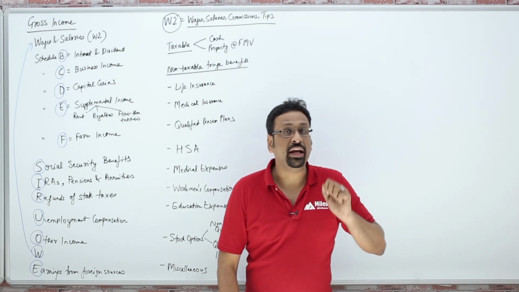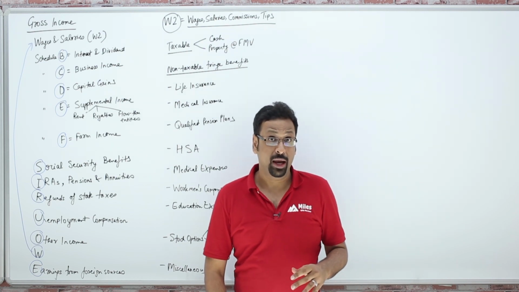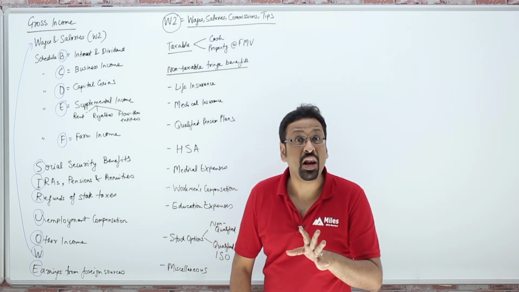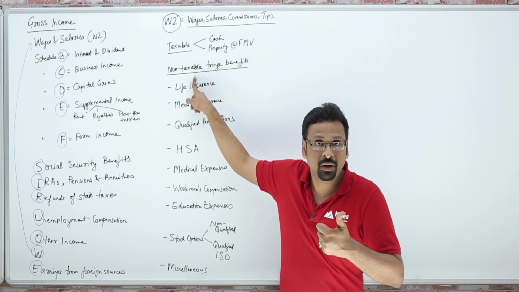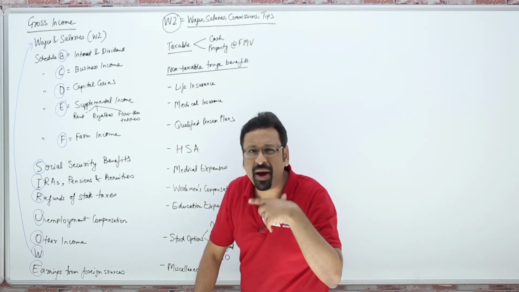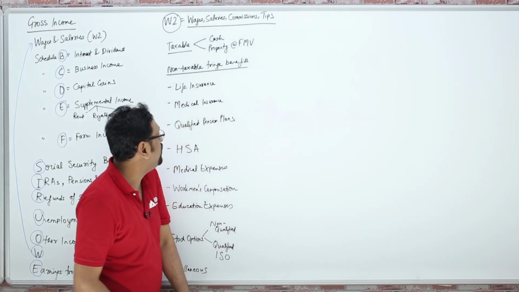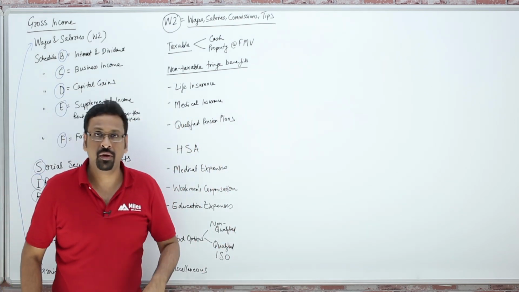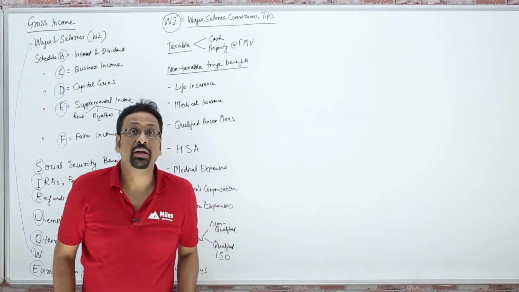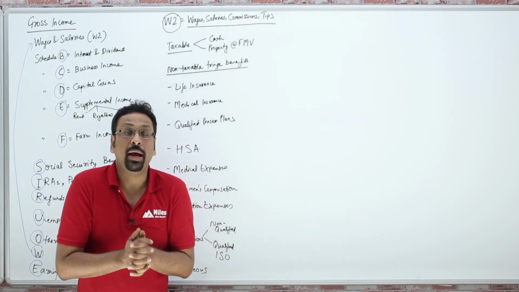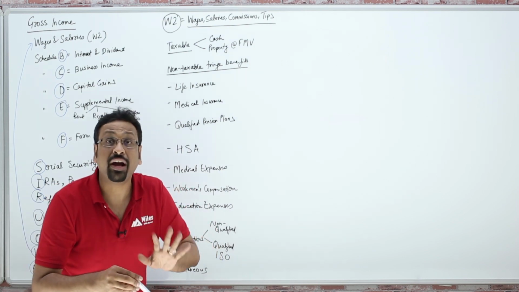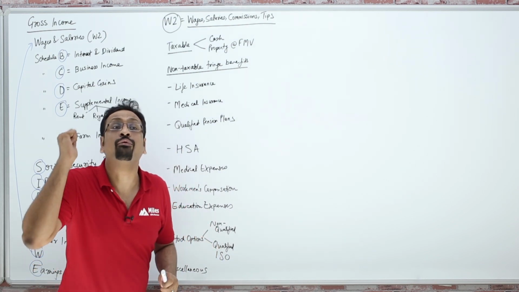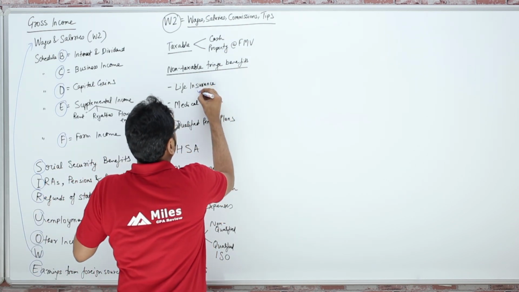Now, if you're getting fringe benefits from your employer, you realize that a lot of those fringe benefits are non-taxable. So let's talk about them one by one. Let's start with the first one, life insurance. So let's say your employer takes care of your life insurance. Your employer is paying the premiums for your life insurance for coverage of up to $50,000.